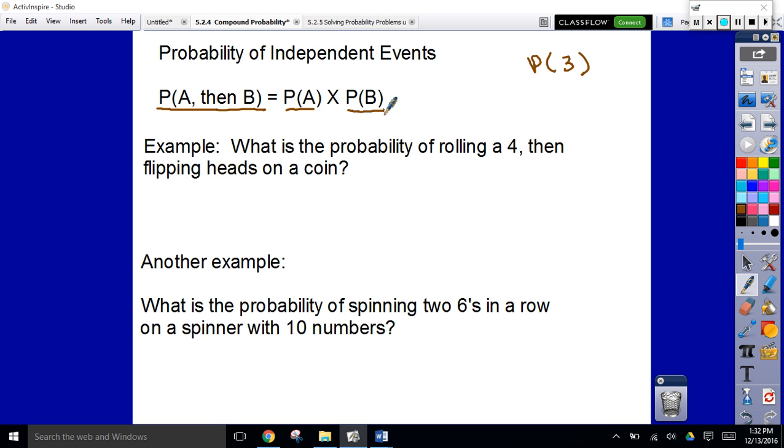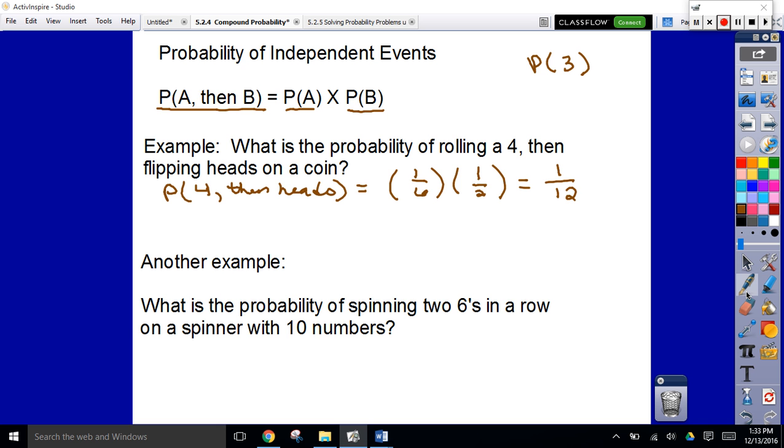So our example says, what is the probability of rolling a 4, then flipping heads on a coin? So rolling a 4 is our first thing. So we have probability of getting a 4, then heads. We're going to take the probability first that we roll a 4. Tony, what's the probability that I'm going to roll a 4 on any die? 1/6. Good. So we have 1/6 times, what's the probability that I'm going to flip heads on a coin? Jace? 1/2. Okay, so multiplying these probabilities, I multiply the tops of the fractions. 1 times 1 is 1. 6 times 2 is 12. So the probability of both of those things happening in a row is 1 out of 12.